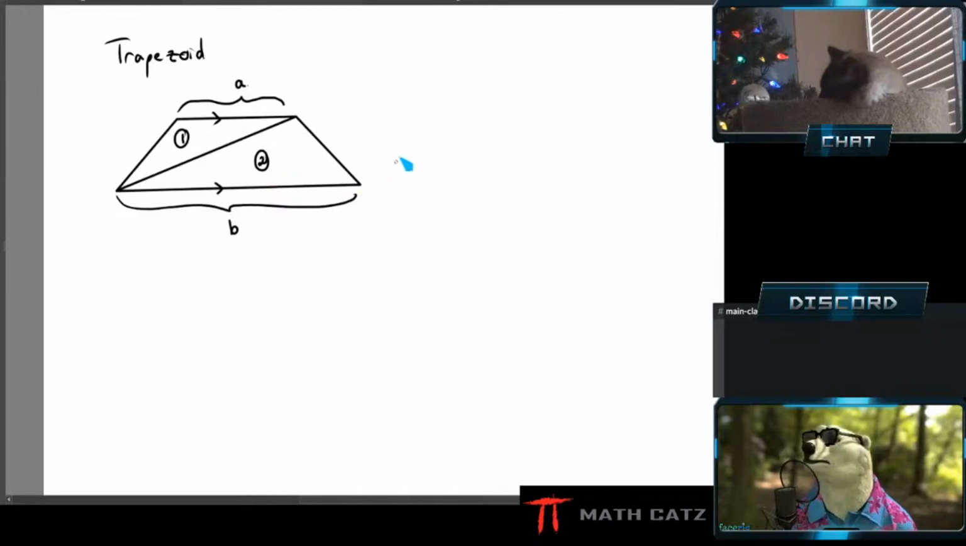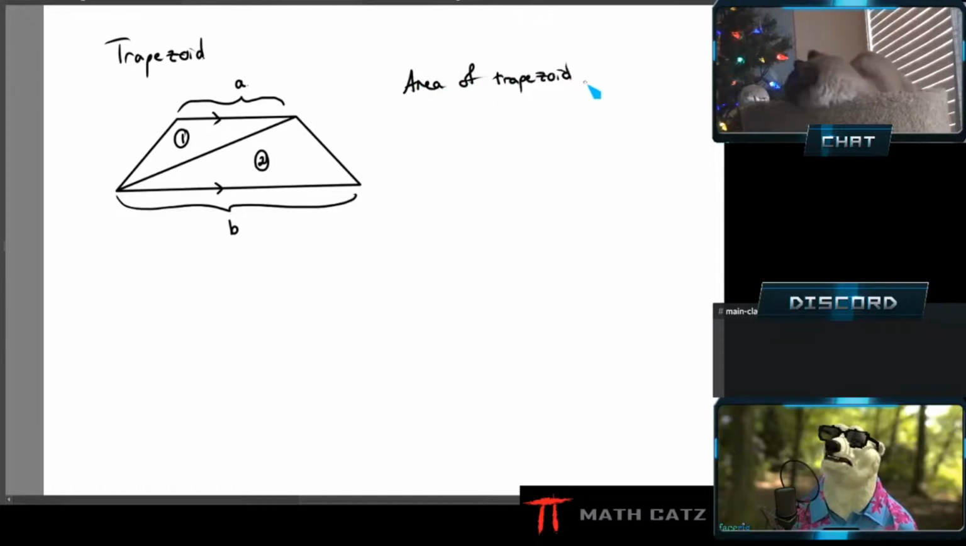Now, let's write over here. The area of the trapezoid is equal to the area of the first triangle plus the area of the second triangle. Makes the shape, fills the shape.